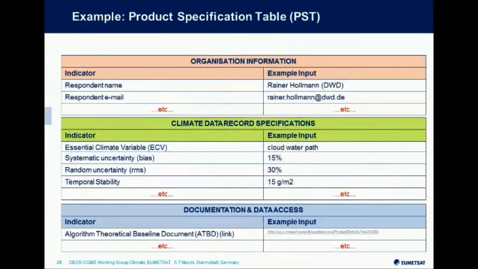And the product specification table, what can go into the database, would look something like this. It will have some indicators, like general information in the first part, and then the main things come in the second part, like the technical specifications: what variable is there, what is the systematic uncertainty, what is the random uncertainty, what is the temporal stability, also resolution, coverage, and all those things could go into this database so that a user can easily search and then make informed decisions on which dataset to use.